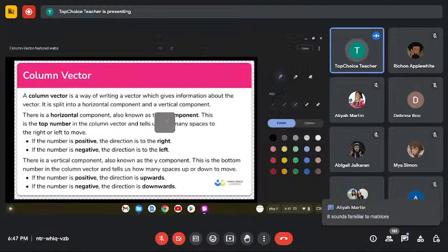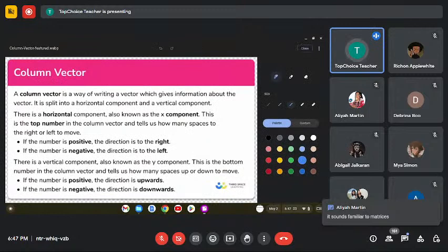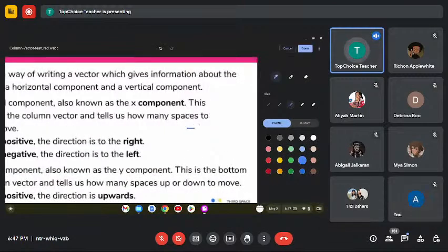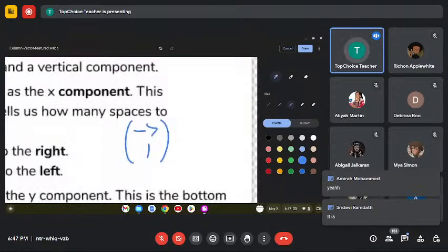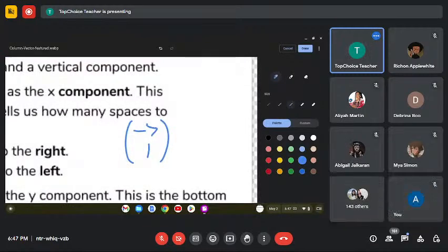So I'm going to put the column vector down here somewhere. It was -7, 1. These numbers mean something. The sign in front of the numbers means something. So it's not just that the number is important. The signs in front of the numbers are also equally important.